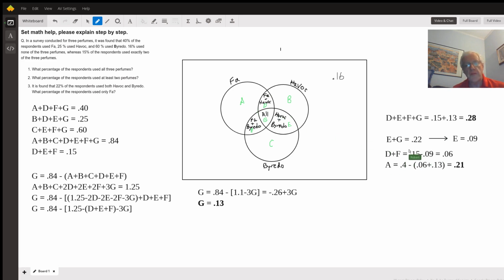So we know that D plus F we can get by subtracting the E part out of those that use any two. We get 0.06. And also we have to take out the 0.13 for G. And that leaves in section A here just 0.21. Hope that helps.